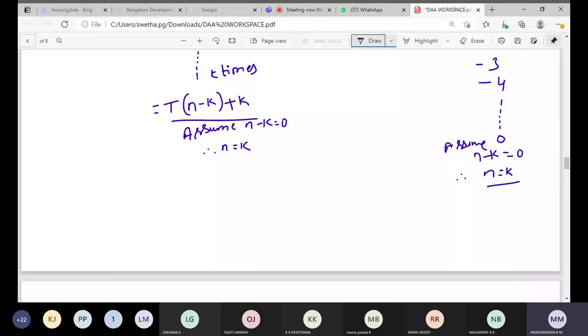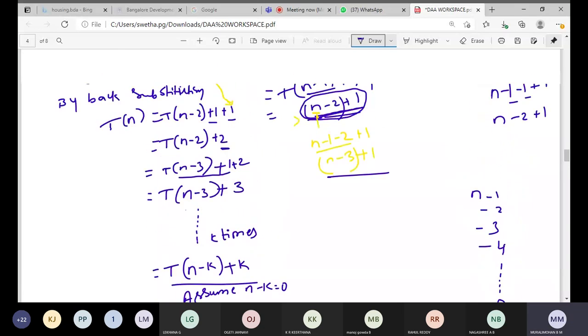So if I substitute this, what will we get? T of n minus, in place of k, I will substitute n, right? Plus n. Yes or no? So we will get T of n minus n is 0, plus n. Am I correct?